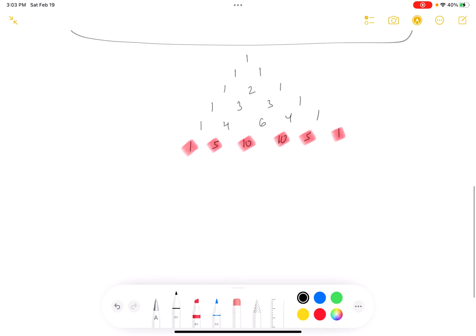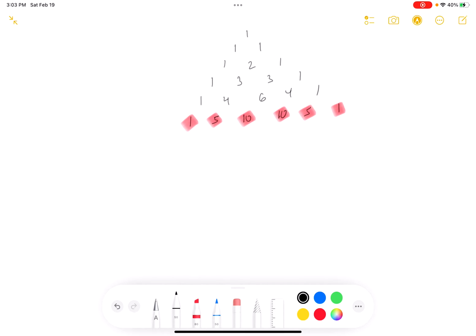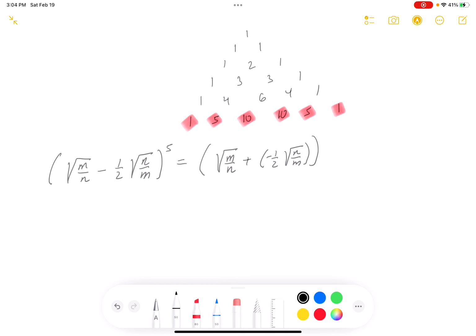So let's write down what we're looking to expand. And we're looking to expand this. It's the root of m over n minus 1/2 the root of n over m to the 5th power. Now I'm going to rewrite this as a sum, plus minus 1/2 root n over m to the 5th power.